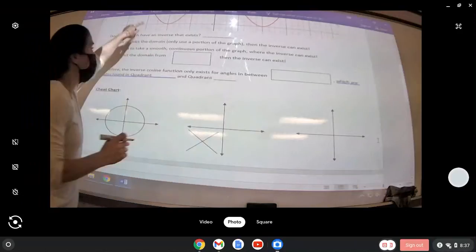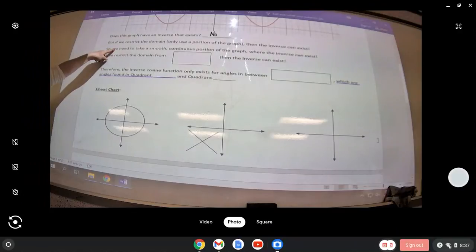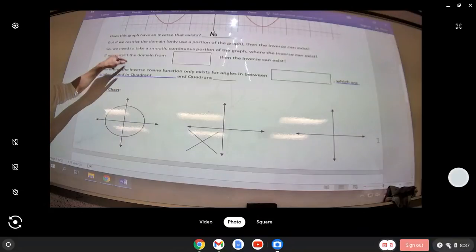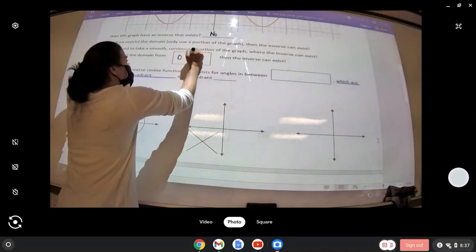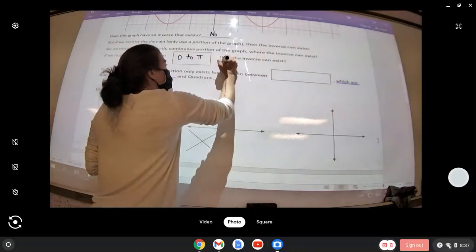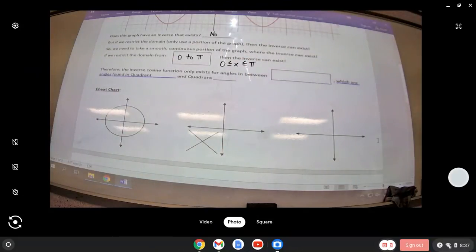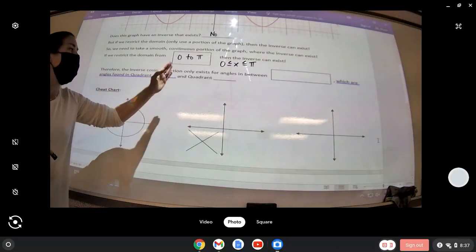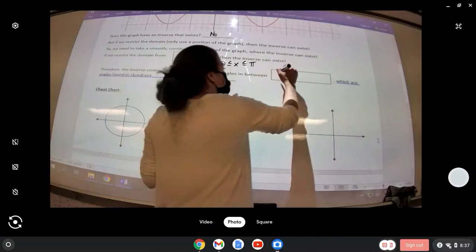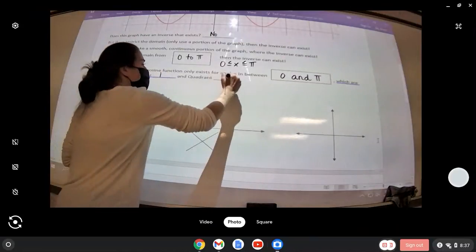All right, so does this graph have an inverse that exists? Technically, no, it didn't at first, but then we can restrict the domain to only a portion of it. We're going to take a smooth, continuous portion of the graph where it exists, and we saw if we restrict the domain from 0 to pi, then the inverse can exist. So the x values where 0 is less than or equal to x less than or equal to pi. If we keep x from 0 to pi, it can exist. Therefore, the inverse function only exists for angles in between 0 and pi, which are quadrant 1 and quadrant 2 angles.